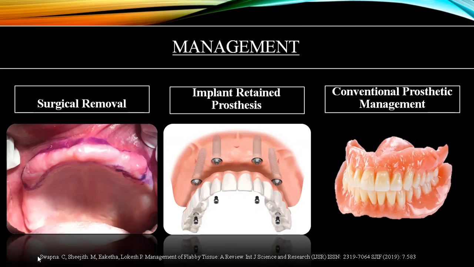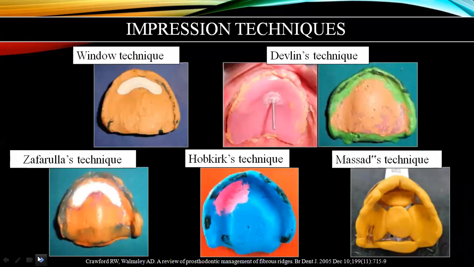A variety of impression techniques are practiced in conventional prosthetic management. Uncontrolled displacement of the mobile fibrous tissue from its resting position by forces exerted during conventional impression recording results in an impression with distorted denture-bearing area. Numerous impression techniques have been described in literature for recording flabby ridges. Watson in 1970 described the window technique.